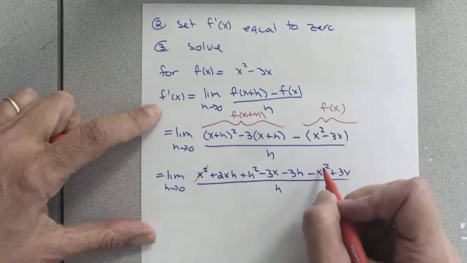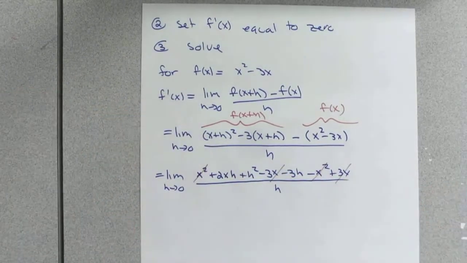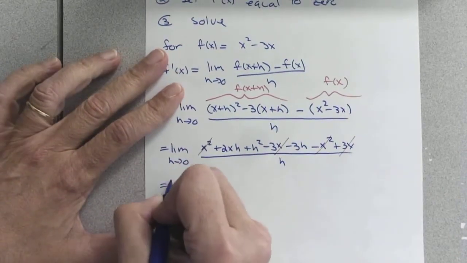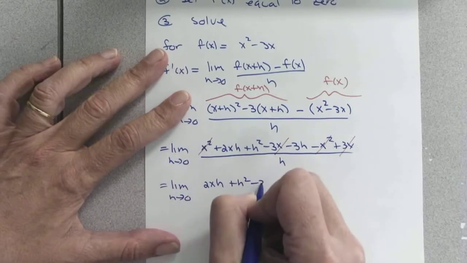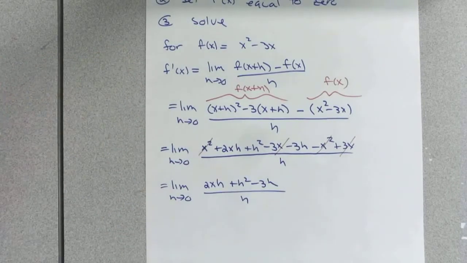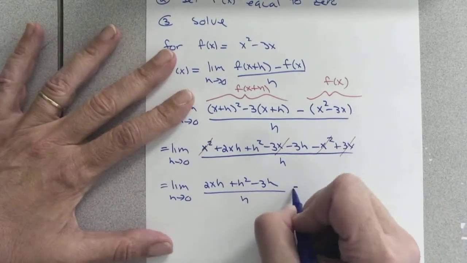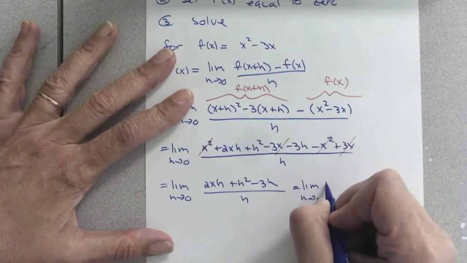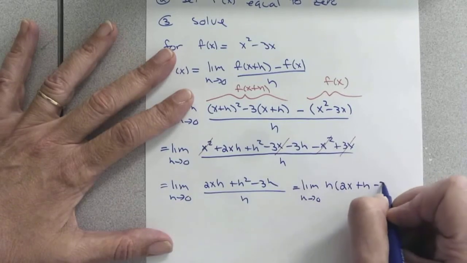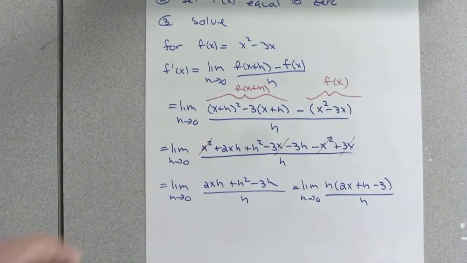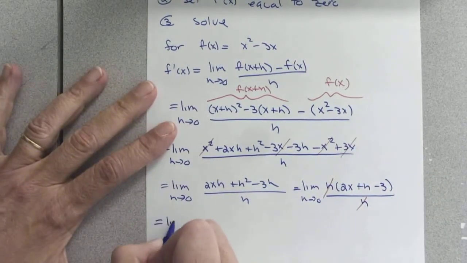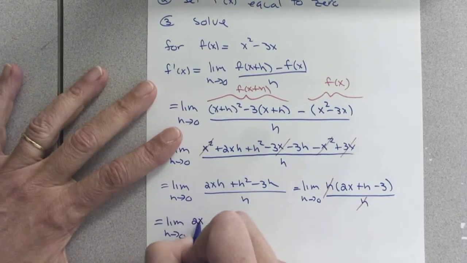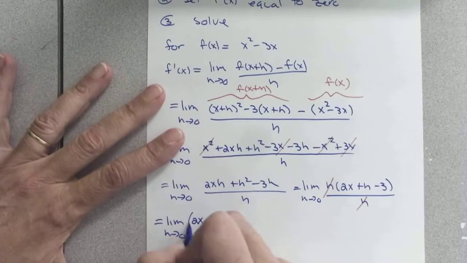Then all sorts of stuff cancels. X squared minus x squared. Negative 3x plus 3x. And so I have the limit as h goes to 0 of 2xh plus h squared minus 3h all over h. And you have a choice here now. Every term has an h, so you can cancel an h from all terms. Or it's a little prettier to do this: factor out an h from the numerator. And there's my algebraic goal of canceling those h's. And I get 2x plus h minus 3.